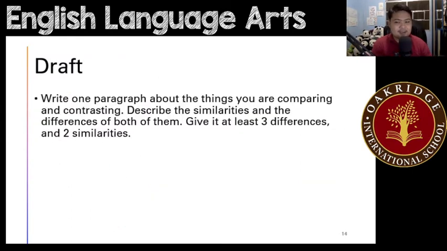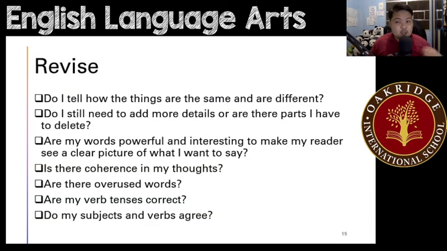When you're done with that, you have to make a draft, and in your draft, you have to come up with one paragraph about the things you are comparing and contrasting. Describe the similarities and the differences of both of them. You have to have at least 3 differences and 2 similarities. So that's 3 differences for one and 3 for another one, and then 2 similarities for both of them. All right?